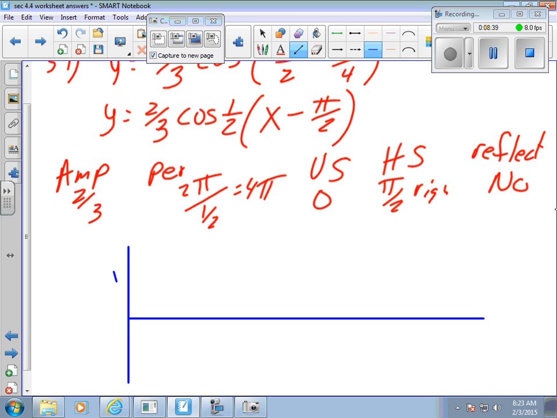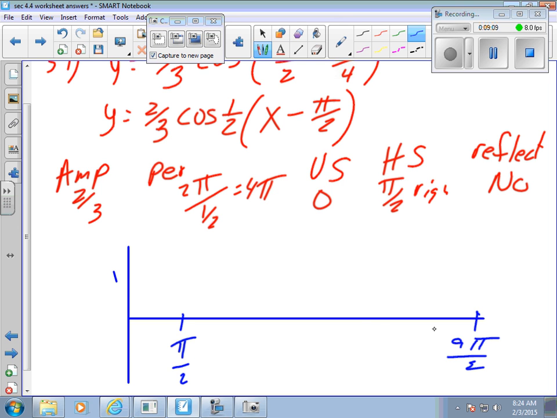All right. So the start of our graph is going to be at pi over 2. So I'm going to put pi over 2, and that's where this is going to start. And if my period is 4 pi, my end of my graph over here will be at 4 pi plus pi over 2. If I do a little math, I get 9 pi over 2.